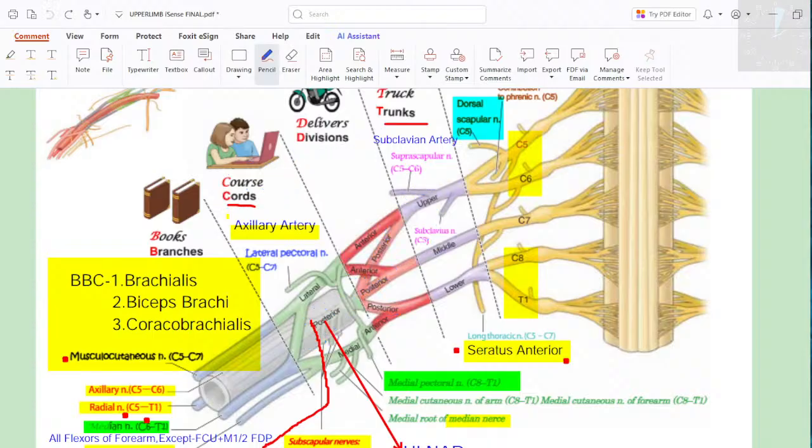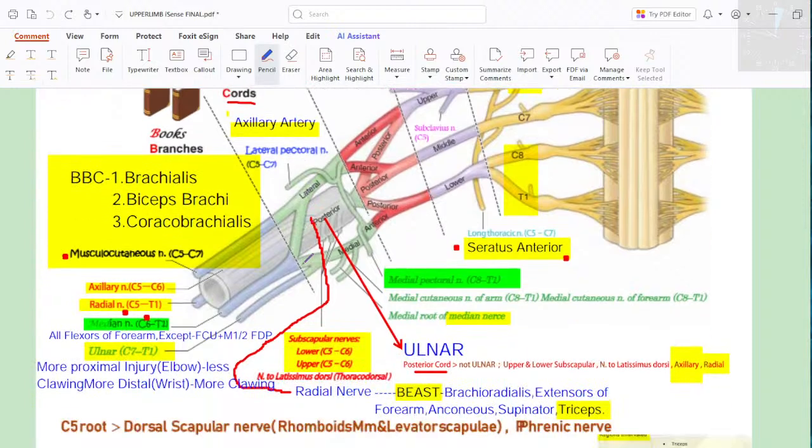Then we have the branches. From the cord, we have different branches. We have seen the posterior cord is formed by the union of all the posterior divisions of the trunks.